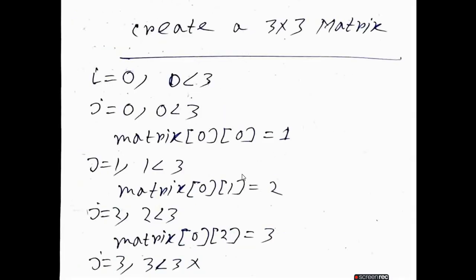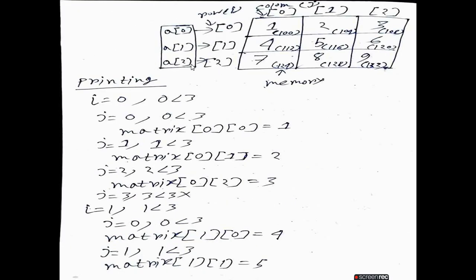Next, increment j, it becomes 1. 1 is less than 3, yes. Matrix[i][j], what is the i value? The i value is 2. What is the j value? 1. That means [2][1]. This row 2 column 1 is stored with value 8.